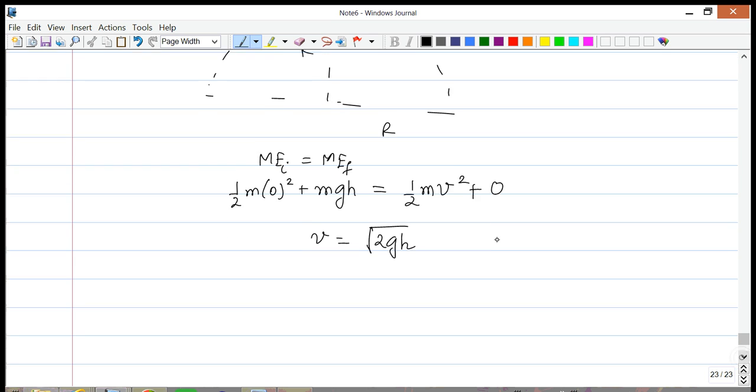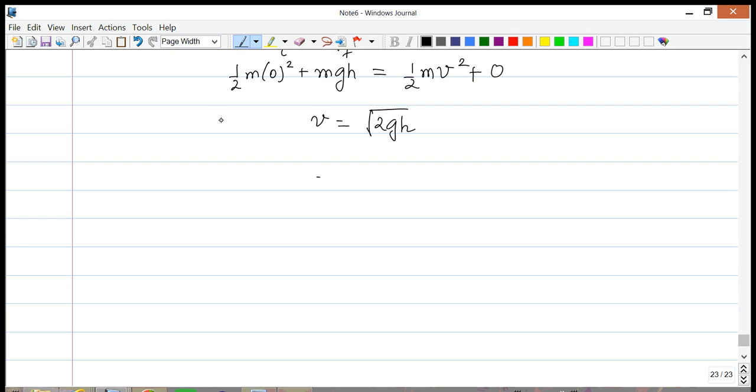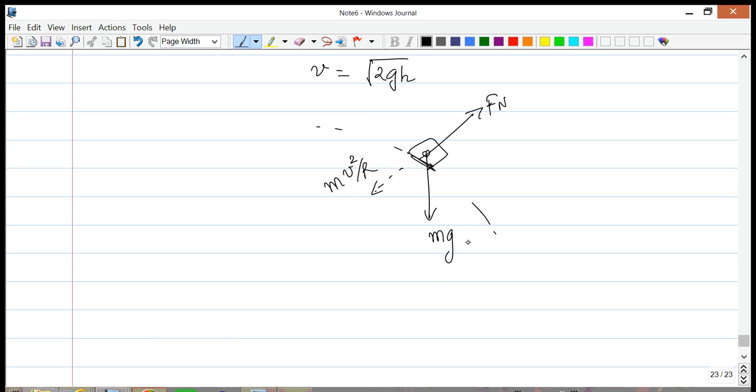So now we know the speed. Let us draw the free body diagram for the skier at this location. So when the skier is here, the forces acting on the skier are going to be mg pointing in this direction. We have the contact force pointing here, and as the skier is moving with some speed, we know that it has an acceleration of v squared over r pointing towards the center of the circle.